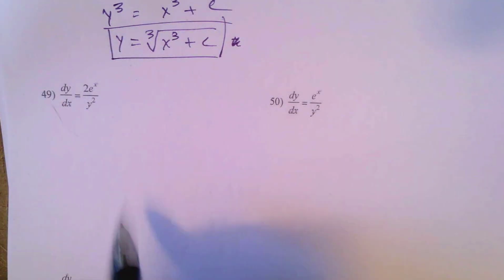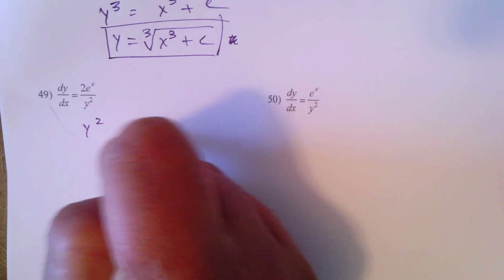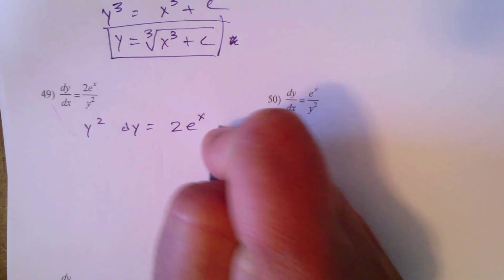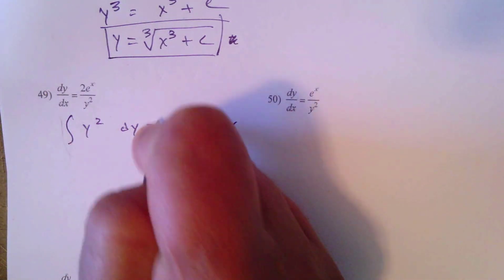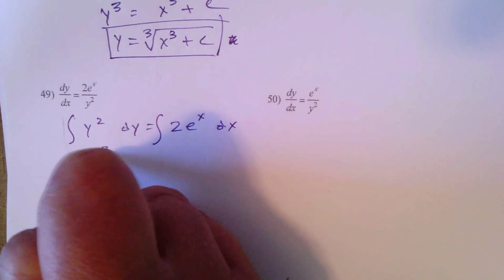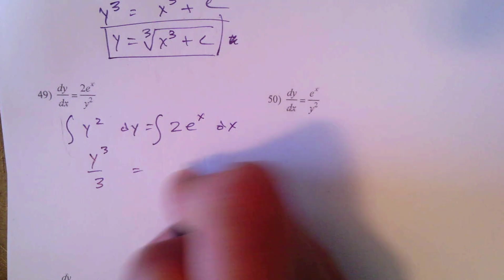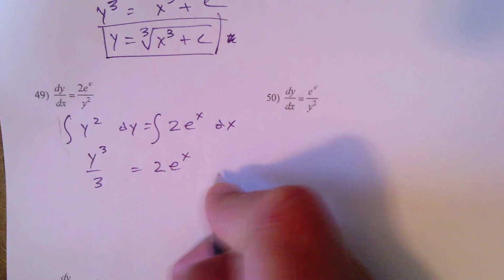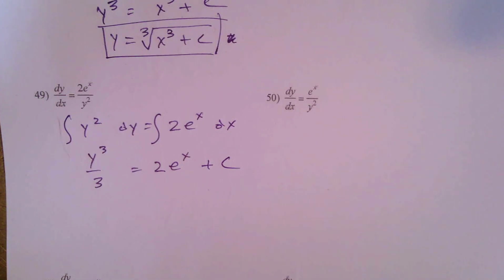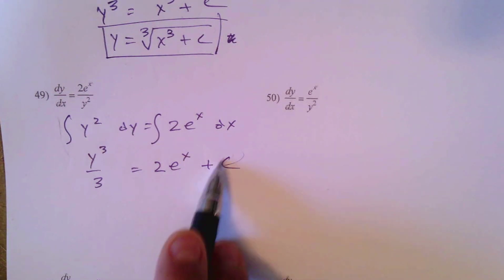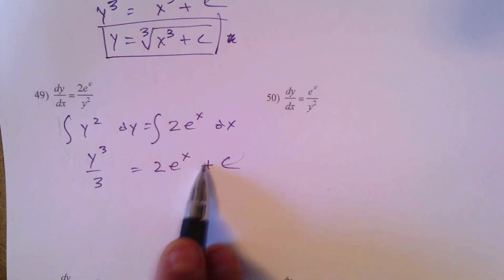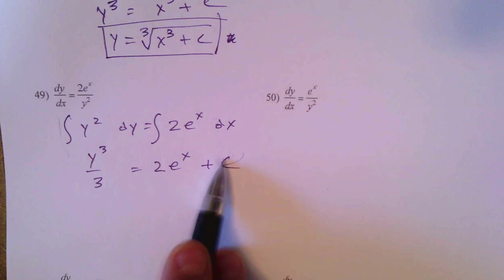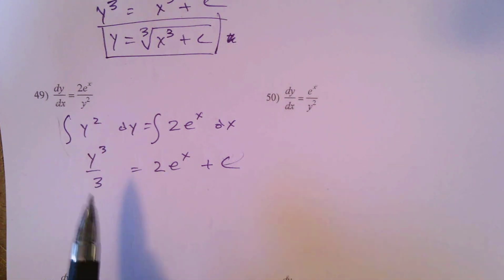Separate it. So we're going to get y squared dy equals 2e to the x dx. Integrate both sides. Here we get y cubed over 3. Here, this is exponential, so it's just e to the x times 2 plus c. It's important to put your plus c here at this point, because if you don't, you could mess up the solution. So when you're integrating this guy, put the plus c right away before you start solving it for y.